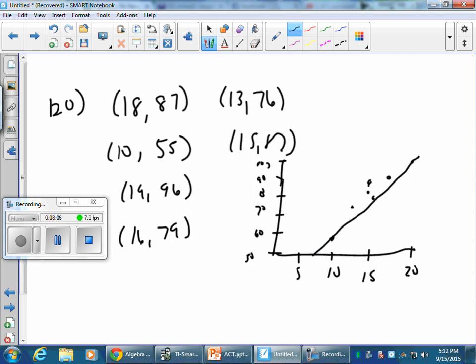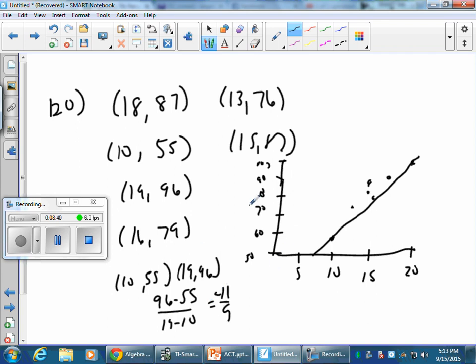I'm just going to use this point and this point, which are 10 and 55 and 19 and 96, and you could use really any 2 points. So find the slope. The slope of the line would be 96 minus 55 over 19 minus 10. The slope of the line would be like 4.55, which is 41/9.